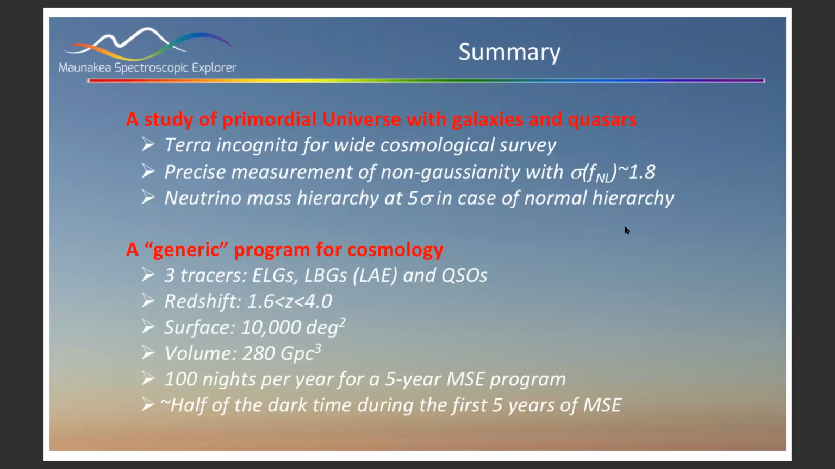Okay, just a summary. So we have a generic program with 3 tracers, ELGs, Lyman break galaxies, and quasars. The redshift range is 1.6 to 4, with a possible extension to 5. We have to study this. The surface is 10,000 square degrees, and it's a small program, only 100 nights per year for a 5-year program.